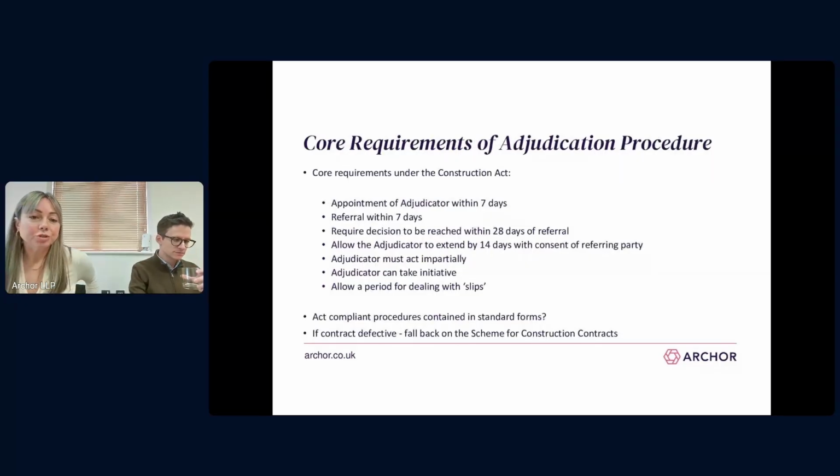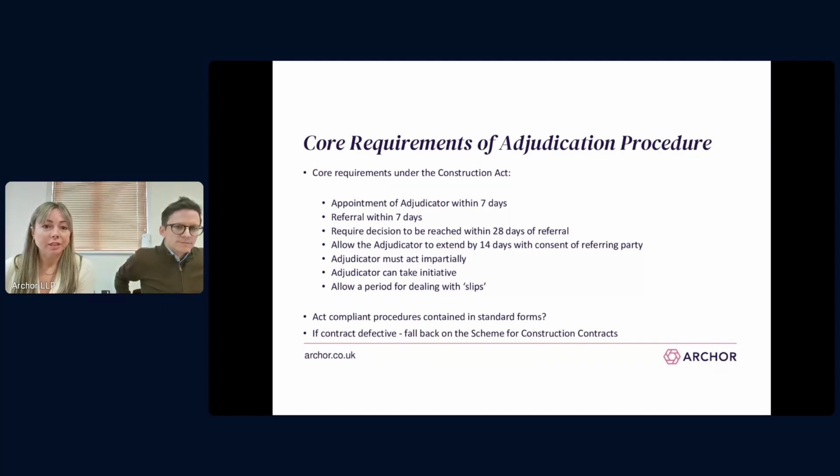So you've got a construction contract and you have a dispute. You have a right to refer that dispute to adjudication at any time, but what is the procedure? Well, I've put up on the slide the core requirements of adjudication procedure, so I'm just going to take each one in turn. Firstly, you issue your notice of adjudication. The adjudicator needs to be appointed within 7 days of the notice of adjudication being served.